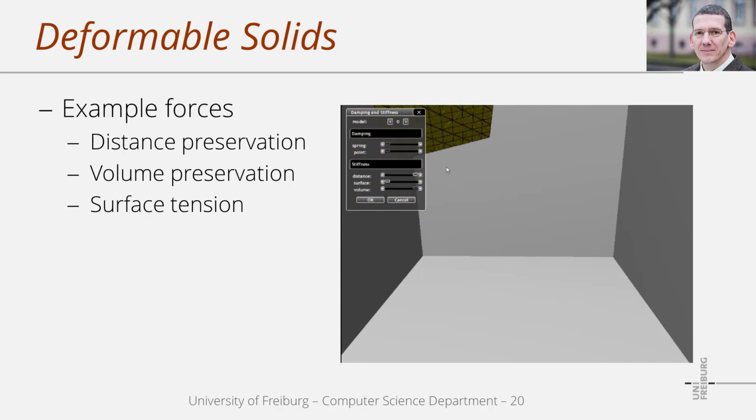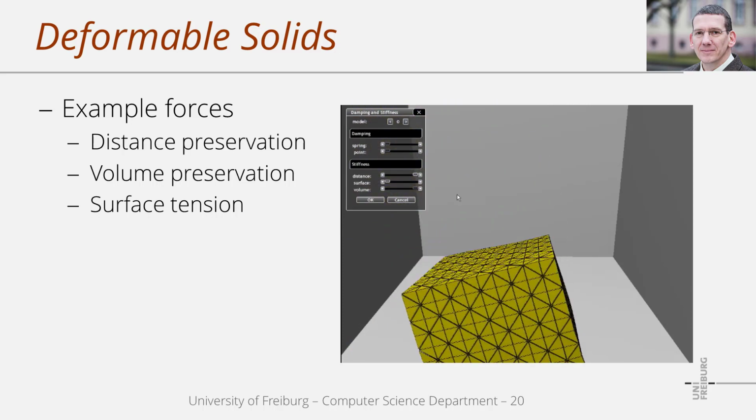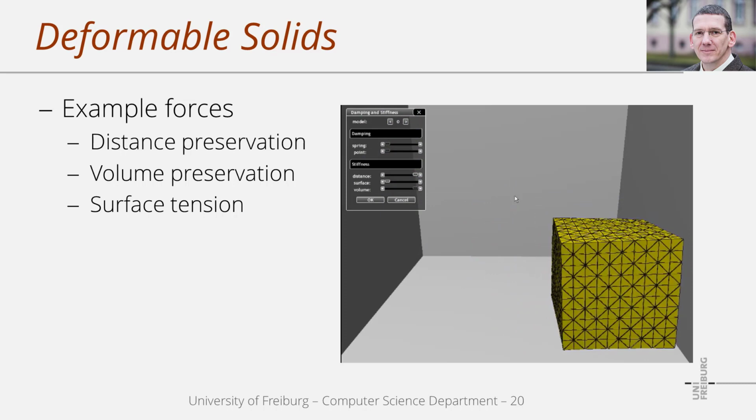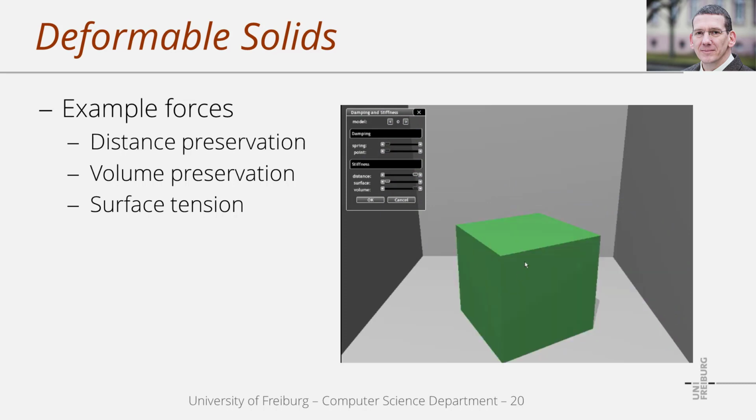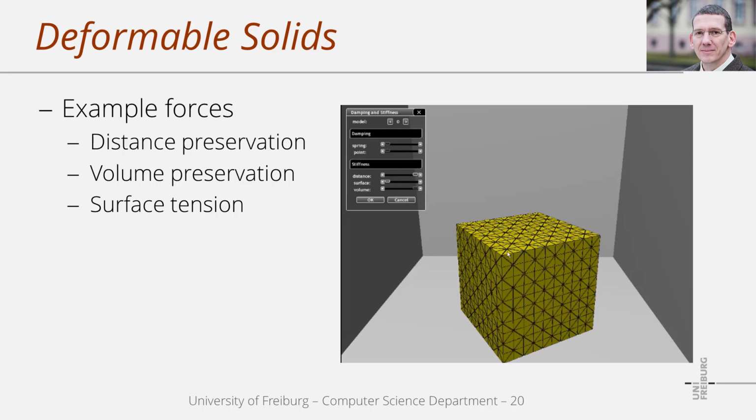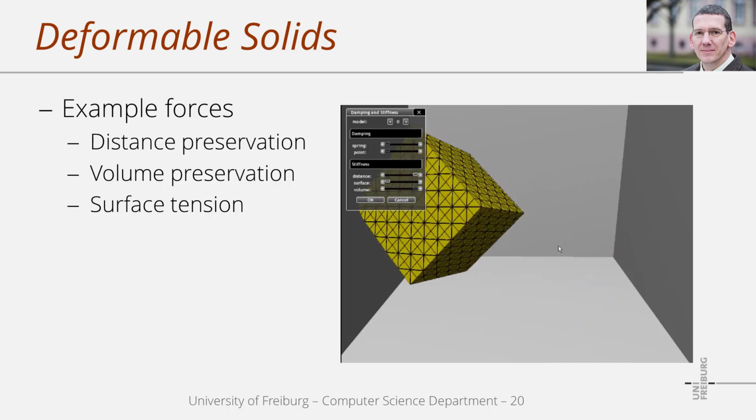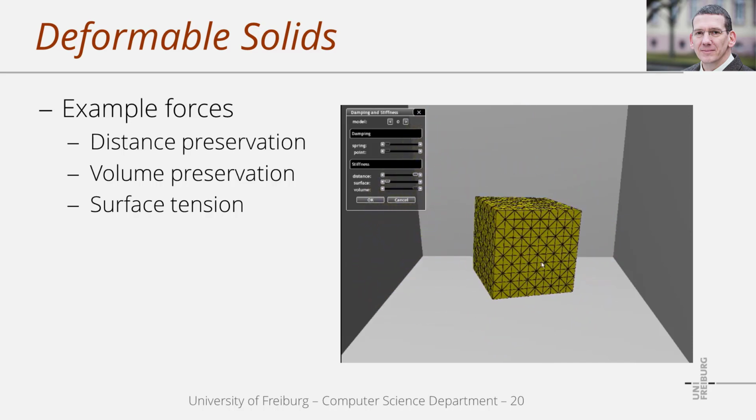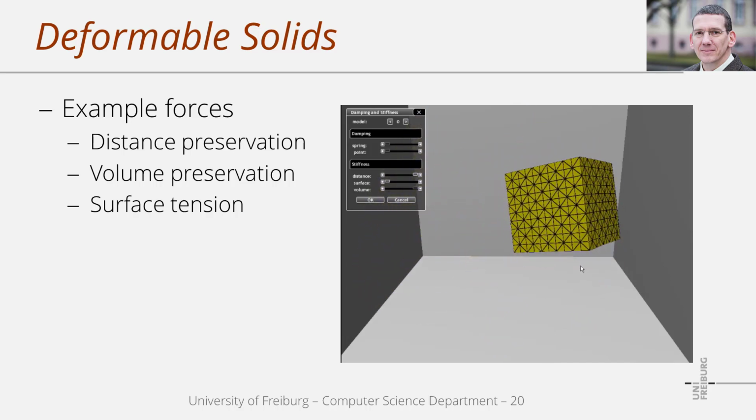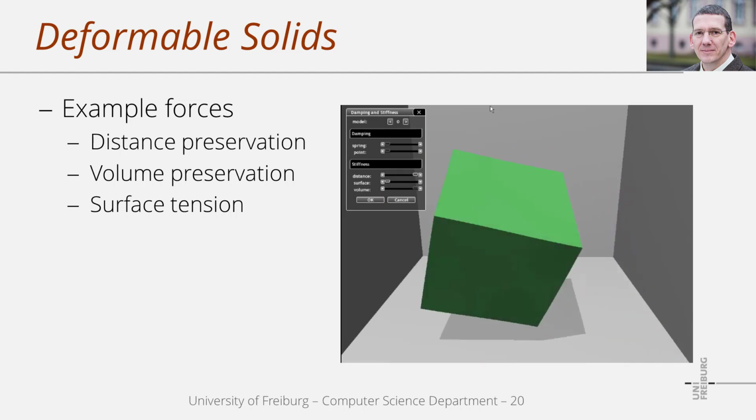So for instance, if we use distance and volume preserving forces, we have a deformable object. If we add forces that try to minimize the surface of the cube, then the shape of the cube changes. And if we just preserve the volume of the cube, but not distances between adjacent points in the cube, then we get something that looks like a fluid.